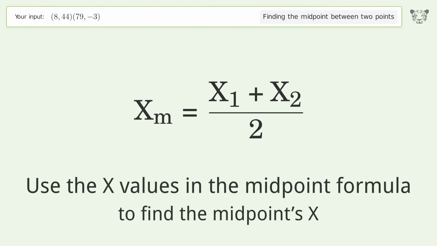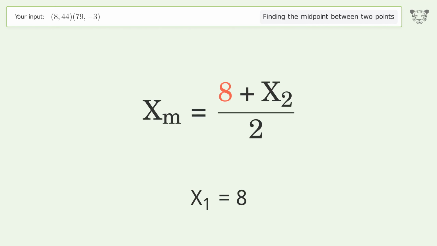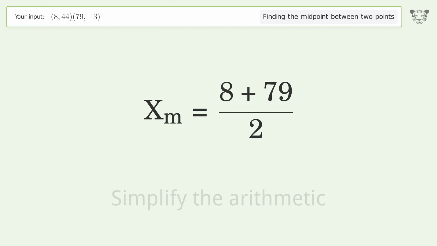Use the x values in the midpoint formula to find the midpoint's x. x1 equals 8. x2 equals 79. Simplify the arithmetic.